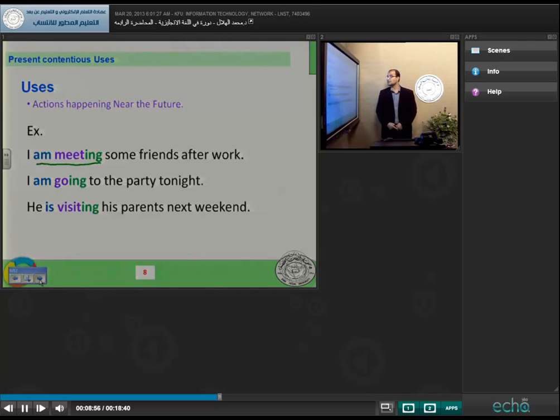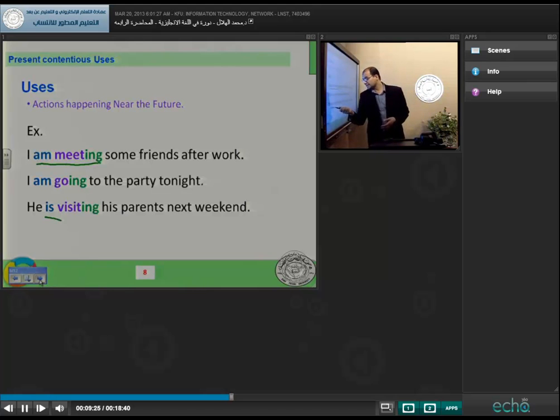So the present progressive tense can be used for expressing the future. I am meeting some friends after work. Which means the action is not happening right now. It will happen in the near future when I finish my work. I am going to the party tonight. So suppose I was invited today, I am going to go tonight. So this will happen in the near future, probably in the evening. So not right now, but in the future. So the present continuous can express an idea that will happen in the future or near future.